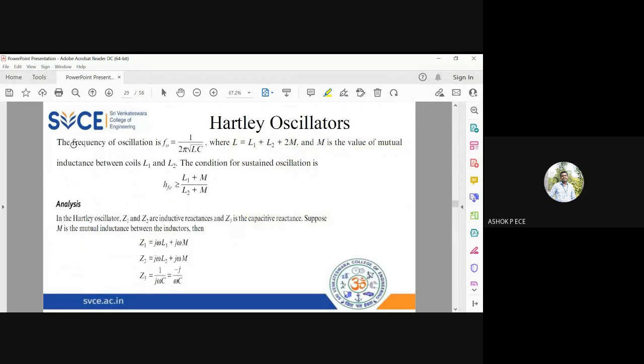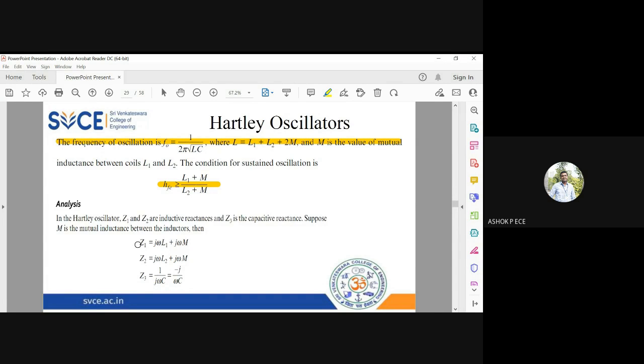So the frequency of oscillation is given here. We are going to derive these two things, F naught and HFE. We are going to derive the expression for frequency of oscillation and the gain which is to be produced by the circuit for sustained oscillations.